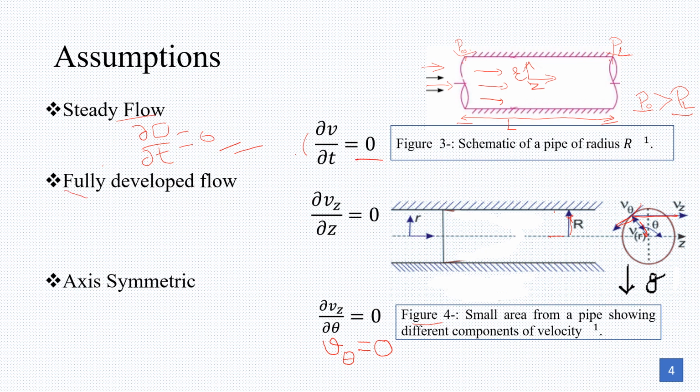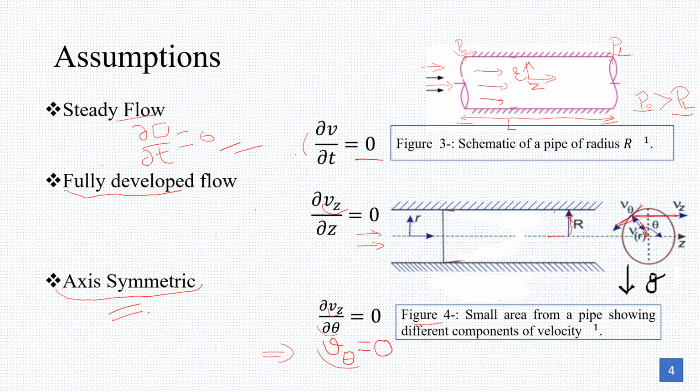The next assumption is that the flow is fully developed. What does it mean? Since our fluid is flowing in the positive z direction, dou z of Vz equals 0, so there is no variation of the velocity component Vz in the z direction. The next assumption is that we have considered axisymmetric flow. What does it mean? There is no variation of the Vz component of velocity in the theta direction, and also V theta equals 0. If V theta is present, the axisymmetric condition is violated, so V theta is also equal to 0.